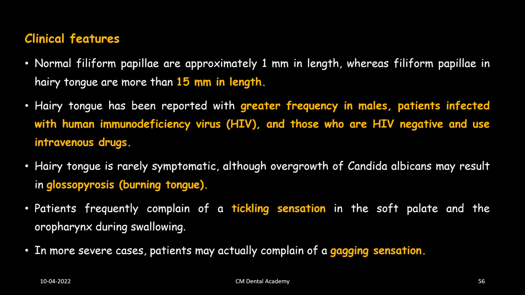Normal filiform papillae are 1 millimeter in length, whereas in case of hairy tongue, they are more than 15 millimeters in length. Hairy tongue has been reported with greater frequency in males with human immunodeficiency virus and in HIV intravenous drug users. Rarely it is symptomatic, although overgrowth of Candida albicans may result in glossopyrosis, that is, burning sensation of the tongue.